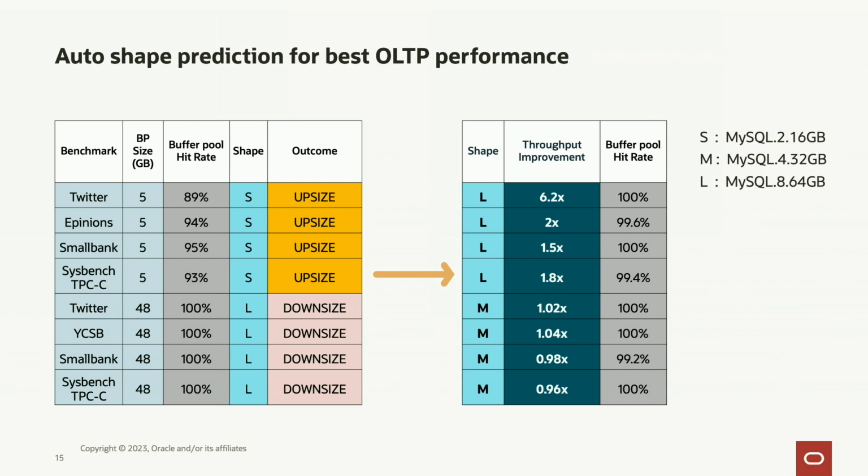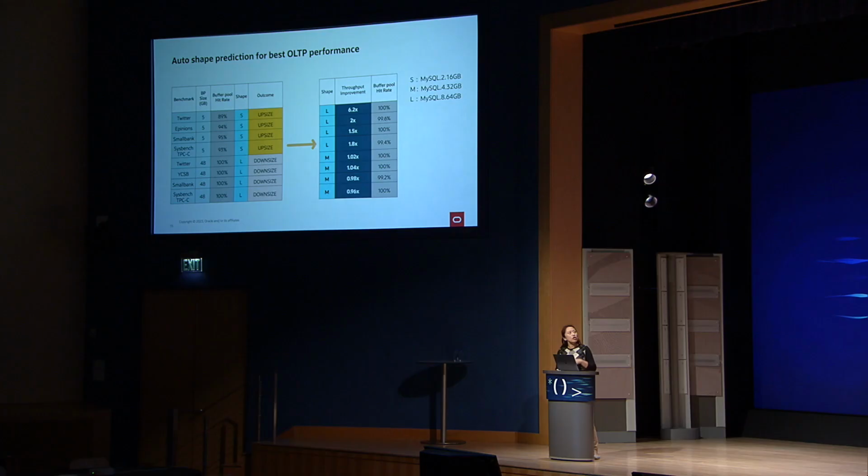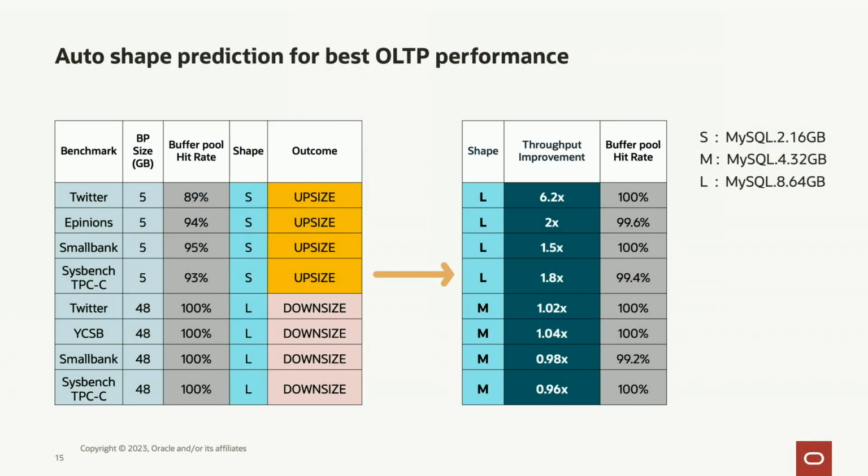And then with the machine learning model, we predict that this should be upsized, and we predict the buffer pool size that is needed. And with that, we translate that to the necessary MySQL shape that we support, which is the 8 vCPU and 64 gigabyte memory shape. And then when we run the same benchmark again, you can see here that the throughput has actually increased, and the buffer pool hit rate is actually much better. So that improved the overall performance of MySQL.